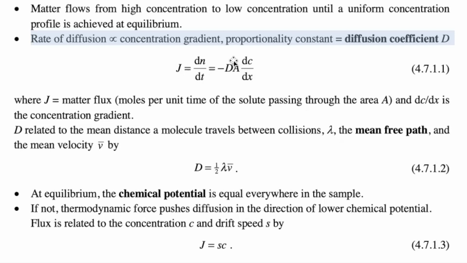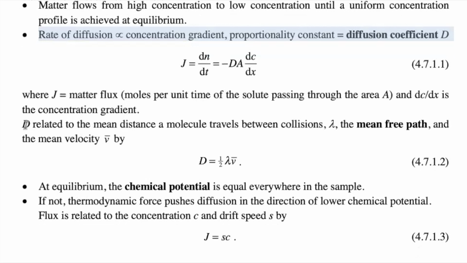The proportionality constants for that are the diffusion coefficient, D, and the area. A flux, again, in this case our flux is matter flux, the change in the number of moles per unit time. D, what's D? This diffusion coefficient.